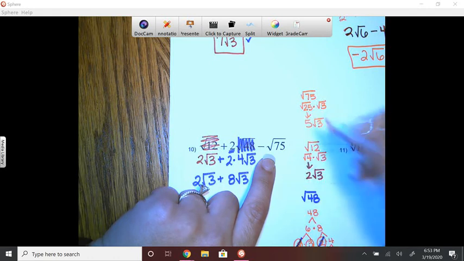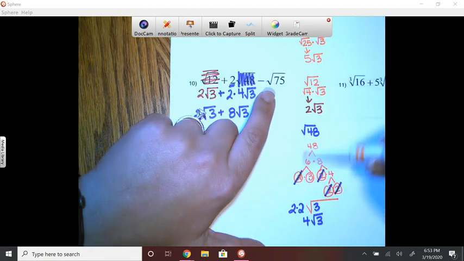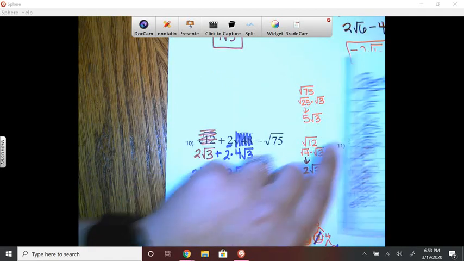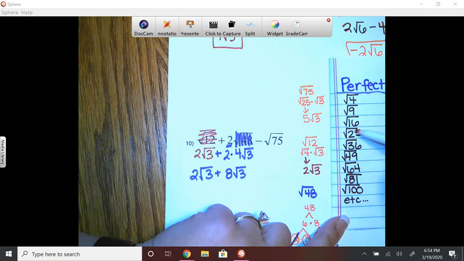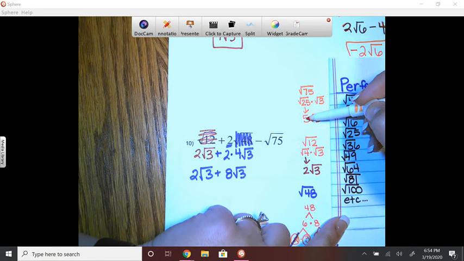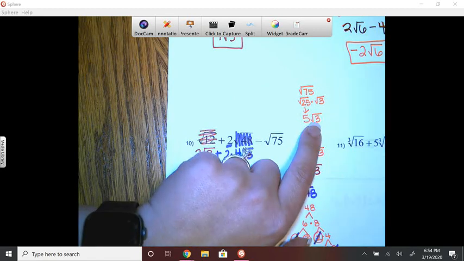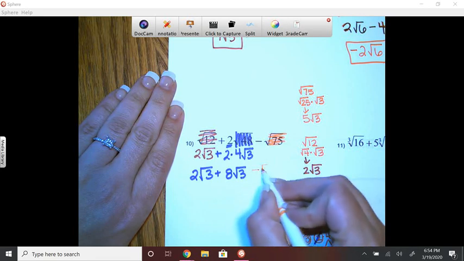So again, I'm bouncing back and forth between the two different ways to simplify radicals. This was with a factor tree, and this one was using the perfect square list because I knew that 25 is on the list and it goes into 75, and the square root of 25 is 5. So it's up to you as long as you get 5 rad 3. So I'm going to take this out and replace it with 5 rad 3.